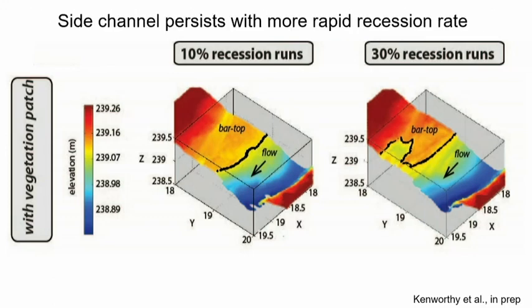And that side channel, which you can just visually see, persisted more in the 30% recession rate than it did in the 10% recession rate. And that's because in the 10% recession rate, we dropped the flow so slowly, we were able to keep delivering fine sediment that could fill in that side channel somewhat, whereas in the 30% recession rate, we dropped the flow so quickly that sediment couldn't get into that side channel and fill it in.